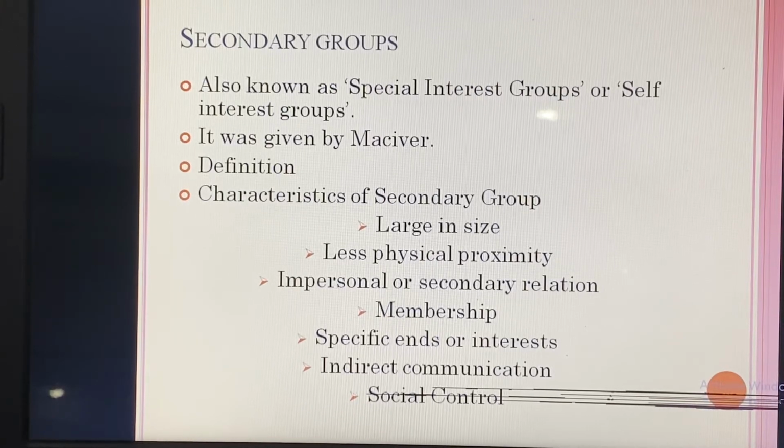The next one is secondary groups. Now we are going to talk about the secondary groups. They are also known as special interest groups or self-interest groups. Why are they known as self-interest groups? Because we are a part of a secondary group because we wanted to be. And why do we want to be? We might have some interest in it.